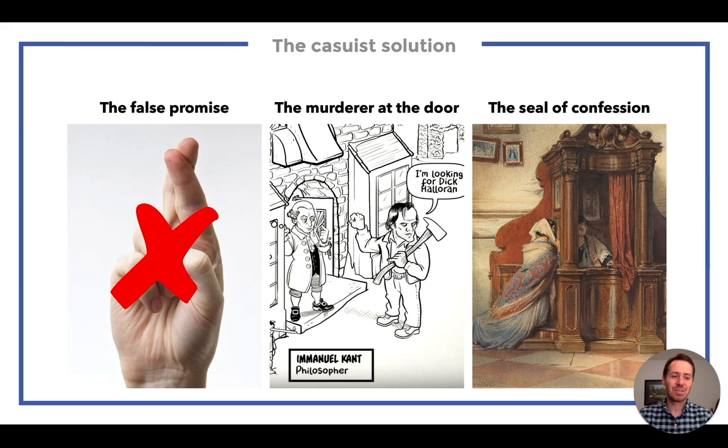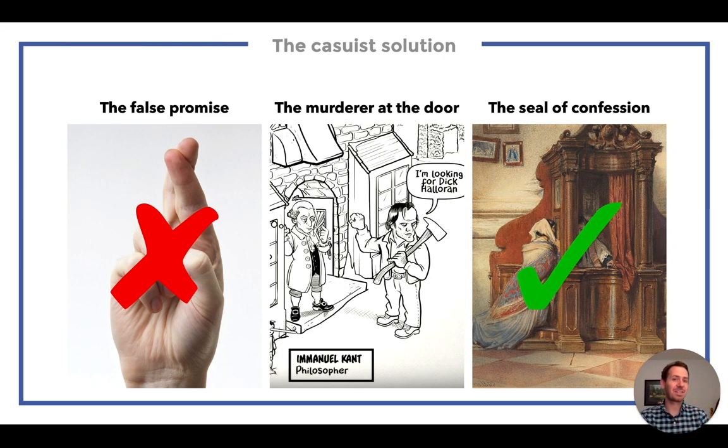And we might think that that situation is actually closer to the murder at the door than the false promise case, right? So we know that the confessant, I guess, is not going to tell the priest about their infidelity unless they know that the priest is going to keep it a secret. Similarly, Jacques is maybe not going to stay at the girl's house unless he knows that the girl is going to keep his secret. And so there's a way in which that information is protected, and that sort of makes lying permissible.